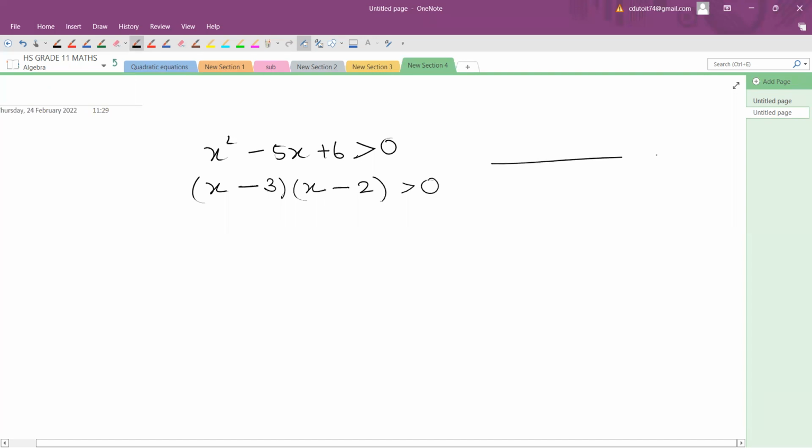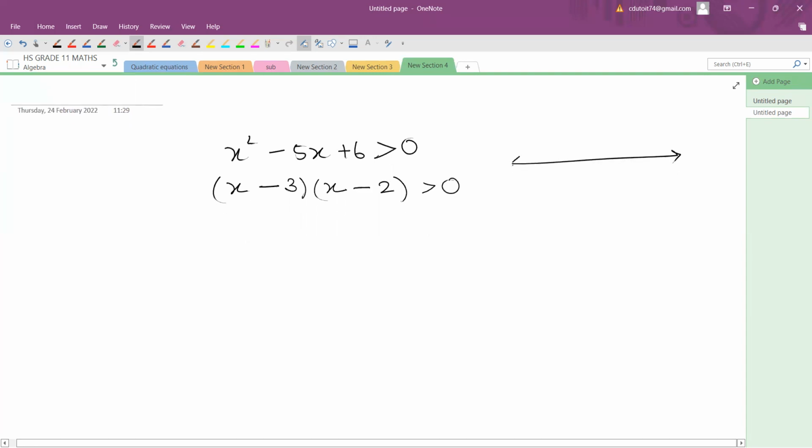So there's my timeline, my number line. And the one root value is 3 and the other one is 2. You realize how I got that 3 and 2. You know exactly how I got those. Yeah. Okay. So if I'm rushed for time, I'm just going to do this.